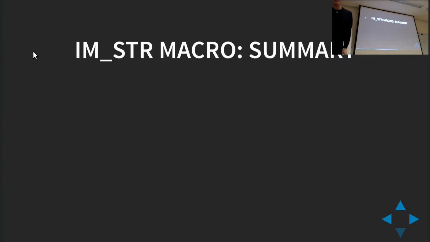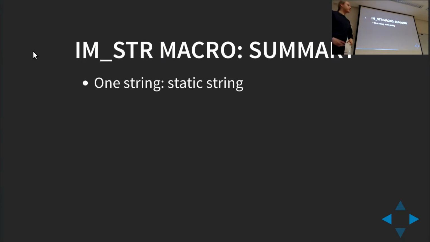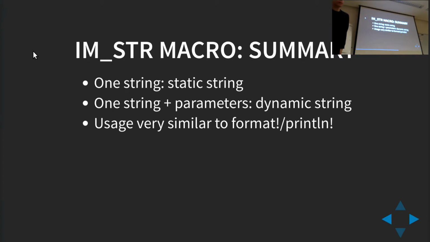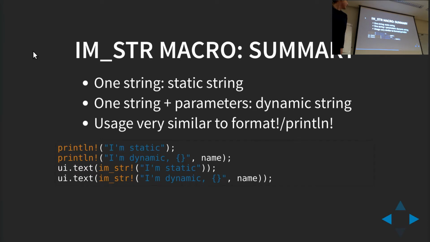Okay, so to summarize the macro, if you give the macro just one string, it's going to be static. From a performance point of view, it's going to be the same as just any other string. If you add any parameters, then it's a dynamic string, and it's used for formatting stuff. And basically, it's just a different version of format or println, depending on how you look at it. For example, println, which does formatting and printing, but yeah, that looks pretty much the same. All right.